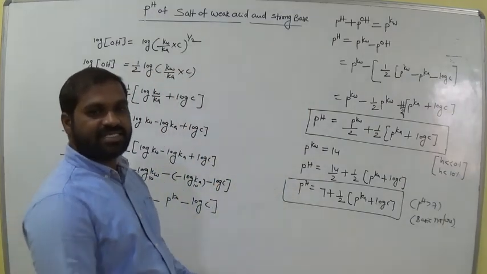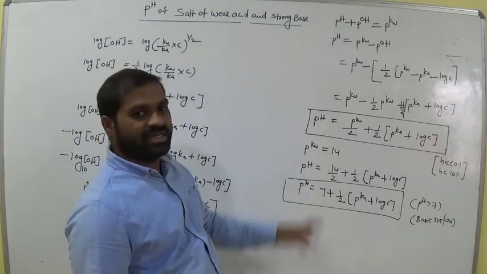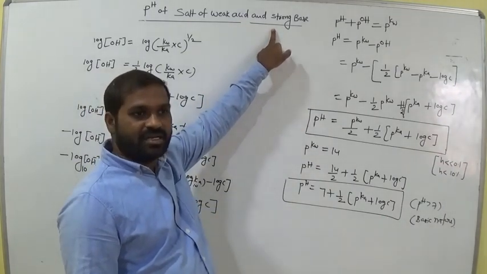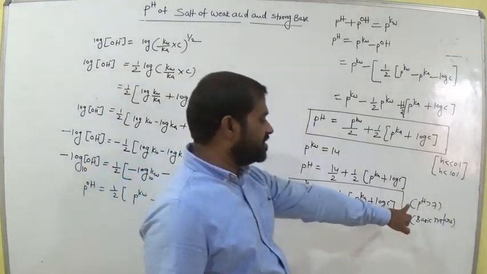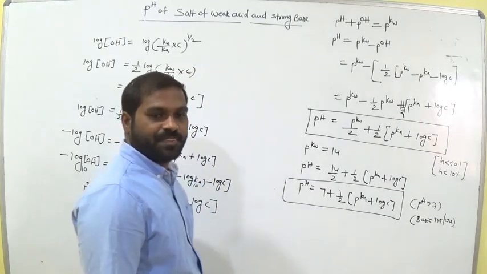Okay. Now this is the expression for pH of salt of weak acid and strong base. So here base is the dominant, am I right? Base is dominant. So base domination means pH value is greater than 7 or not? Clearly greater than 7. Is it clear, all of you?